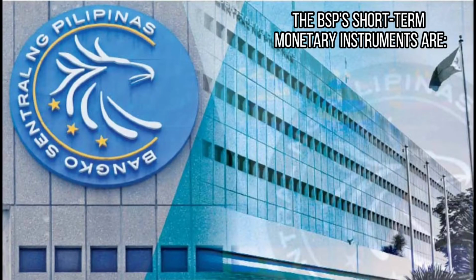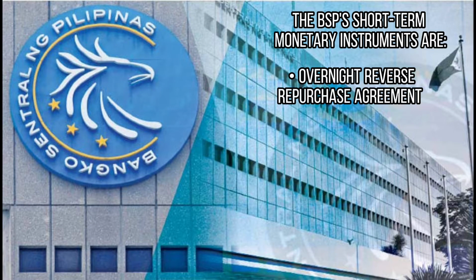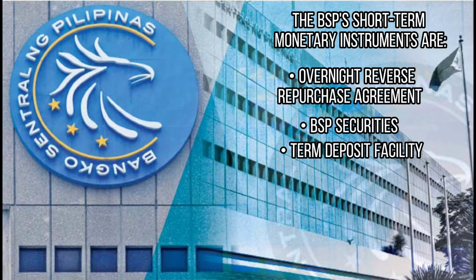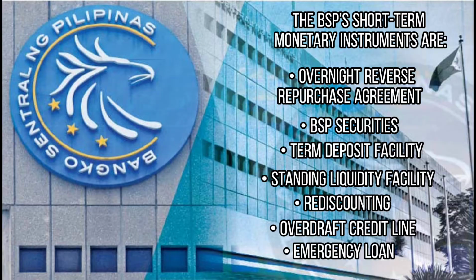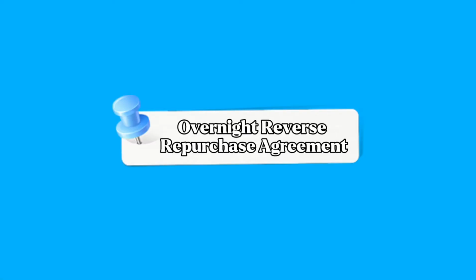The BSP's short-term monetary instruments are Overnight Reverse Repurchase Agreement, BSP Securities, Term Deposit Facility, Standing Liquidity Facility, the Rediscounting, Overdraft Credit Line, and Emergency Loan. First, we have Overnight Reverse Repurchase Agreement.